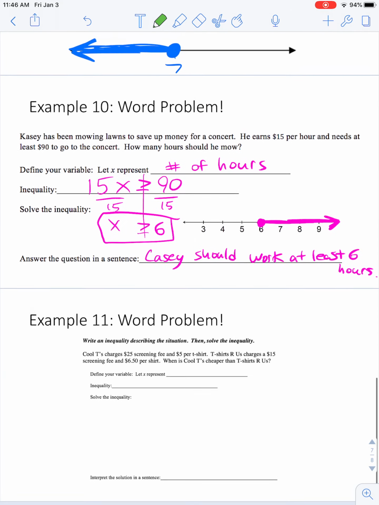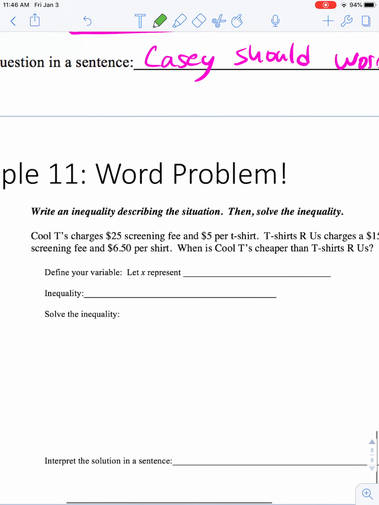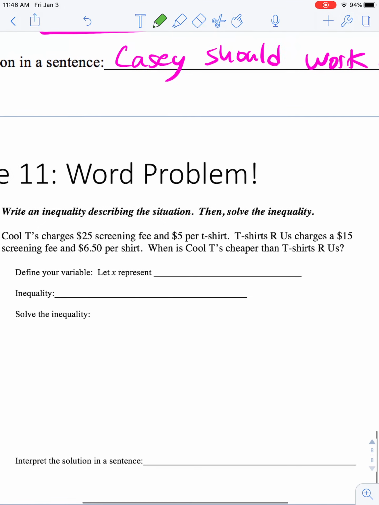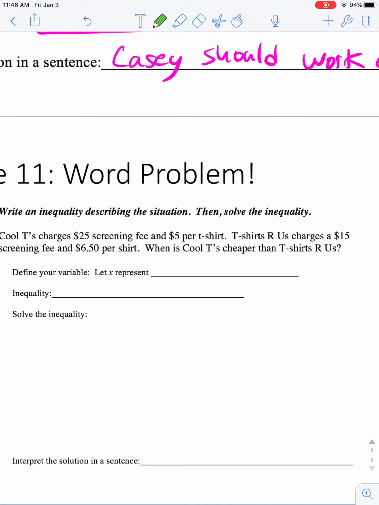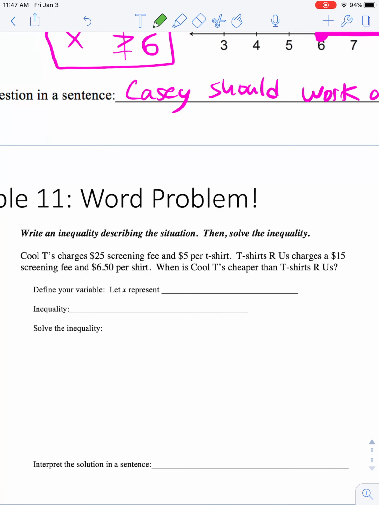One final word problem, and then we're done. Cool Tees charges $25 to make a shirt, $25 just to start the process. It's called a screening fee. And then $5 per shirt. Another company, T-Shirts R Us, charges $15 to make the shirt, so screening fee, and then another $6.50 per shirt. They ask us, when is Cool Tees cheaper than T-Shirts R Us?